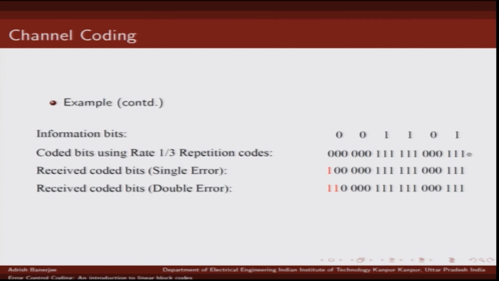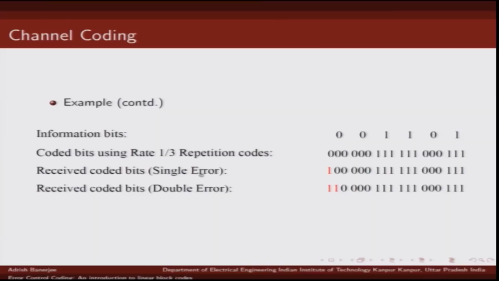Now, we will again look at what happens when there are errors in the received sequence, like we did for the rate 1/2 repetition code. Let us again look at the example for the single error scenario. Let us say the first bit was received in error.